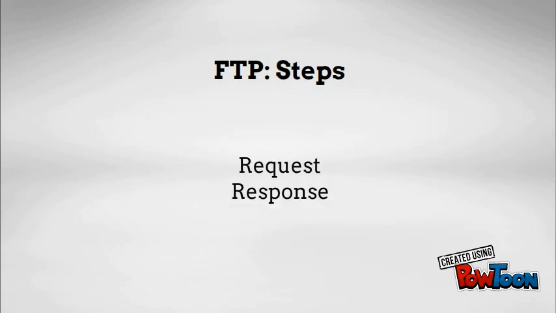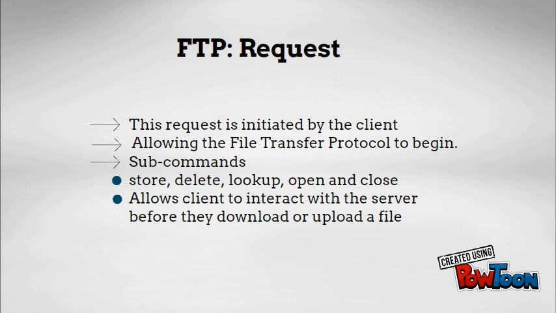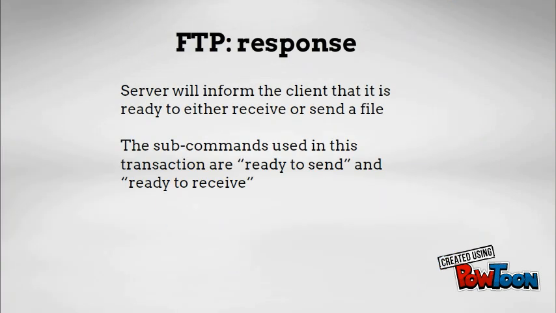FTP communication has 4 steps: request, response, transfer and terminate. In request, it is initiated by the client, allowing the file transfer protocol to begin. There are various subcommands that allow the client to interact with the server before they download or upload a file. In response, the server will inform the client that it is ready to either receive or send a file. The subcommands used in this transaction are ready to send and ready to receive.